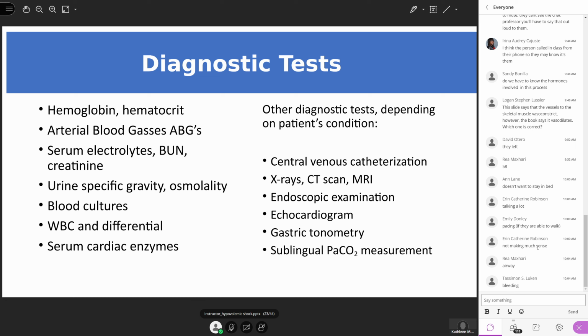Obviously, if the patient comes in and you don't know where the bleed is, you've got the CT scan, endoscopic, the echocardiogram. There's also gastric tonometry, which I guess measures the amount of CO2 in the stomach, which I actually had not heard of before. So I thought that was interesting. It's just kind of measuring what's going on with the body.